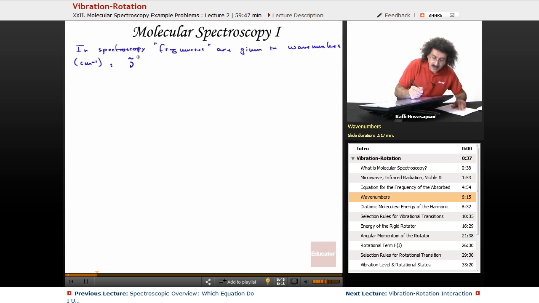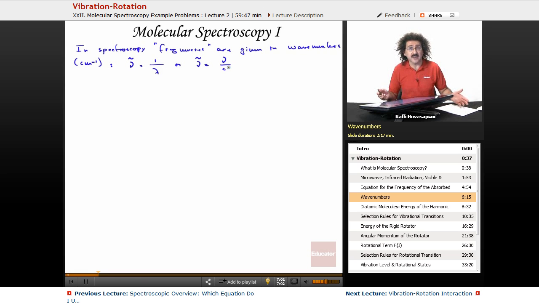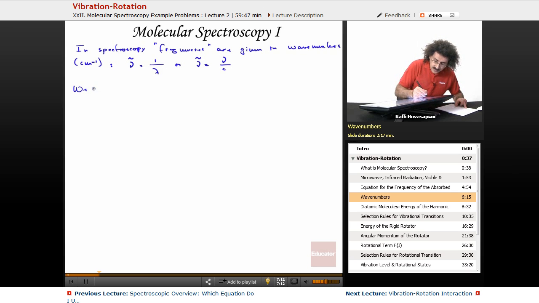Now, the wave number, anything that's in a wave number is going to have a tilde over it. Well, that's equal to 1 over lambda, or my preference, it is equal to the actual frequency that we got from the other equation, just divided by the speed of light. That's it. So if you get a frequency, if you divide that frequency by the speed of light, you're going to end up getting your wave number. That's all. Now, we said transitions.